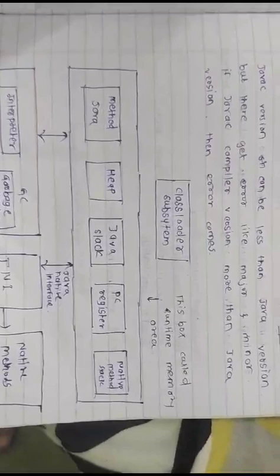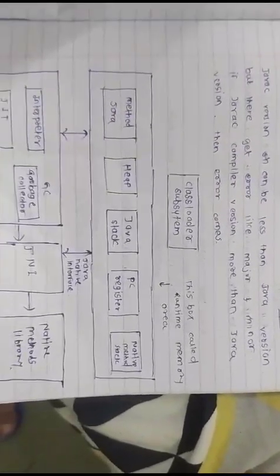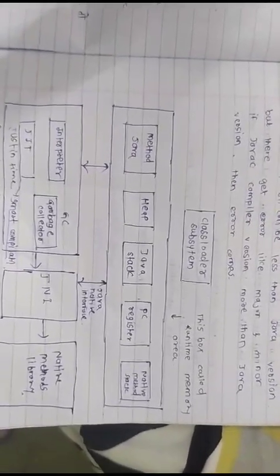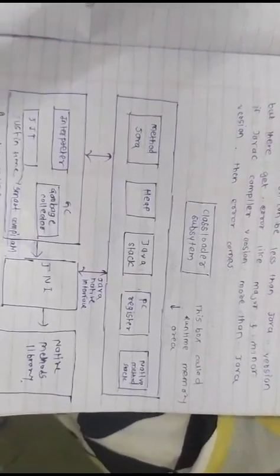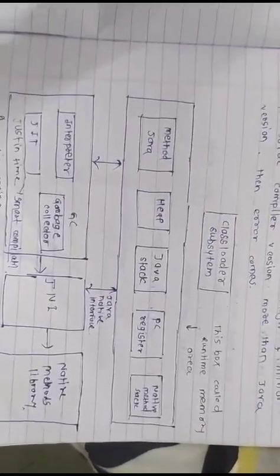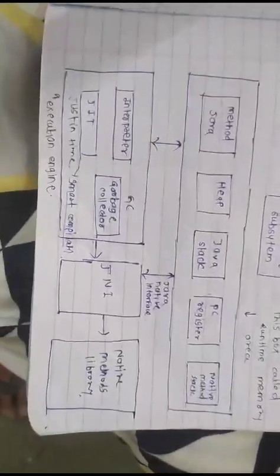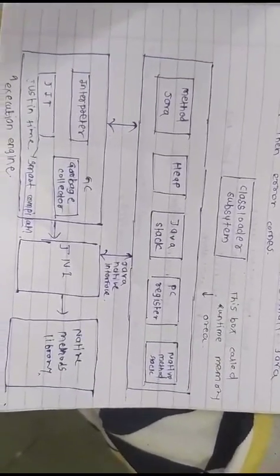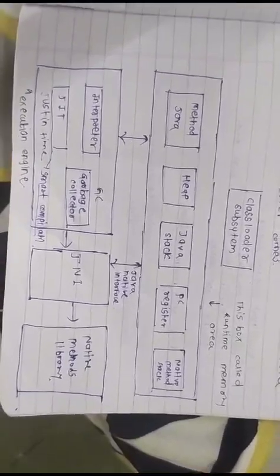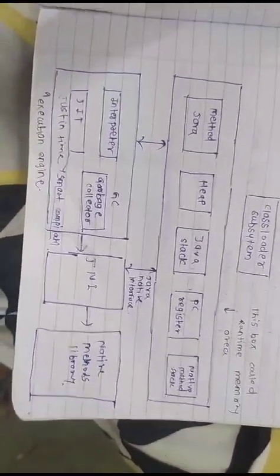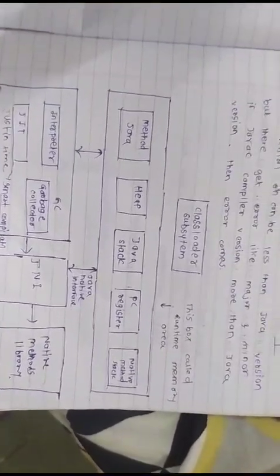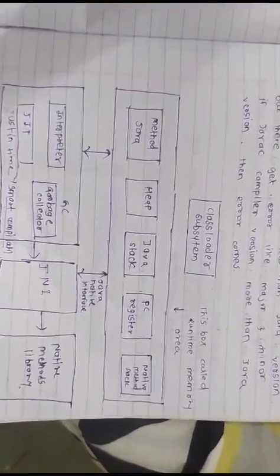And after that there is the PC register. This PC register is used to check the code line by line in the Java stack, and there is the execution engine. This execution engine is used for making the code execution performance greater.